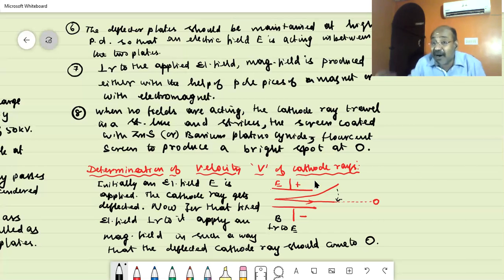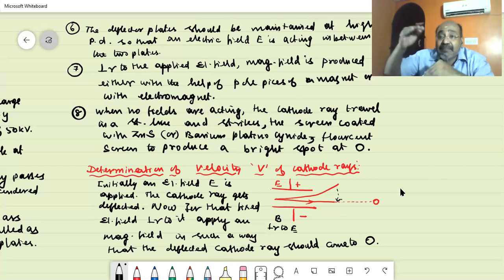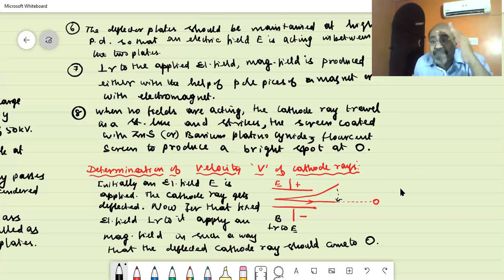With the help of that concept alone, we are going to determine the velocity of the cathode rays. That is what I have written here. Hope you have understood. Initially, in between the two plates, you apply the electrical field. The force developed on that charged particle due to the electrical field produces a deflection. Now, perpendicular to the applied electrical field, you apply a magnetic field. That magnetic field produces another force on that charged particle, which brings the deflected beam of electron to its original path.